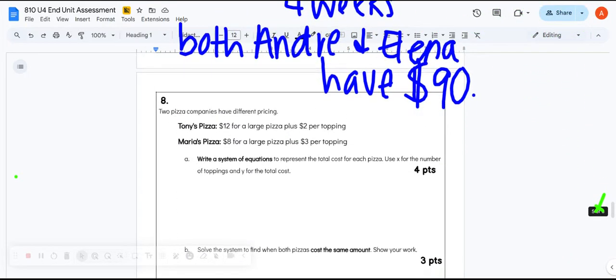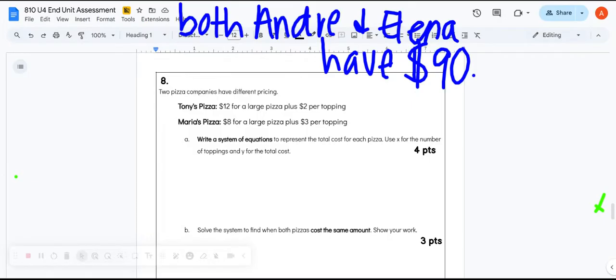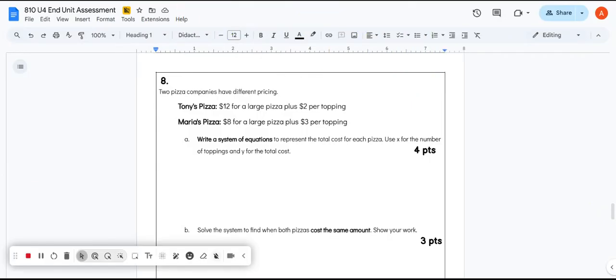On to number 8. Let me just clear everything out again. Perfect. All right. So it says 2 pizza companies have different pricings. We have Tony's Pizza, which says $12 for a large pizza plus $2 per topping. Maria's Pizza, $8 for a large pizza plus $3 per topping. We have to write a system of equations to represent the total costs for each pizza. Use X for the number of toppings and Y for the total costs.